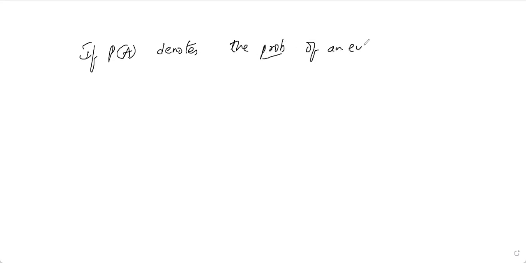And we have looked earlier also that if P of A denotes the probability of an event, then we know that 0 is less than or equal to P of A, which is less than or equal to 1. So the probability of the event can be between 0 and 1.